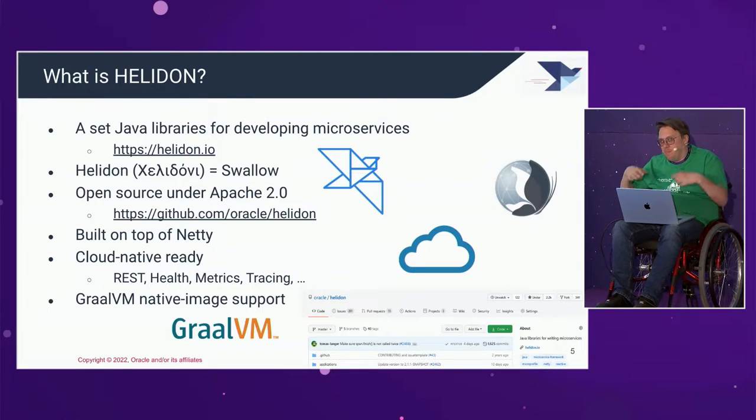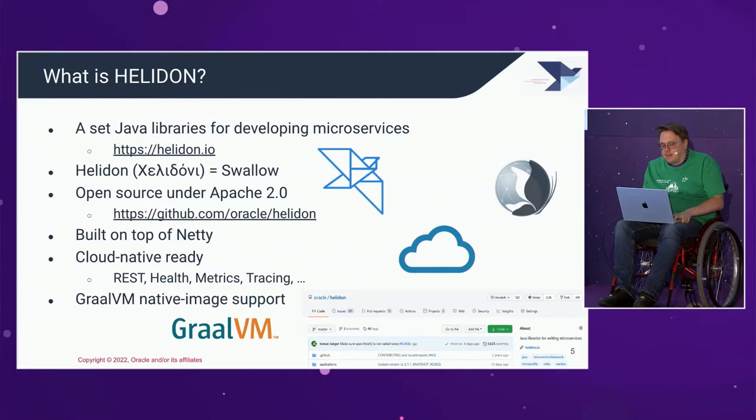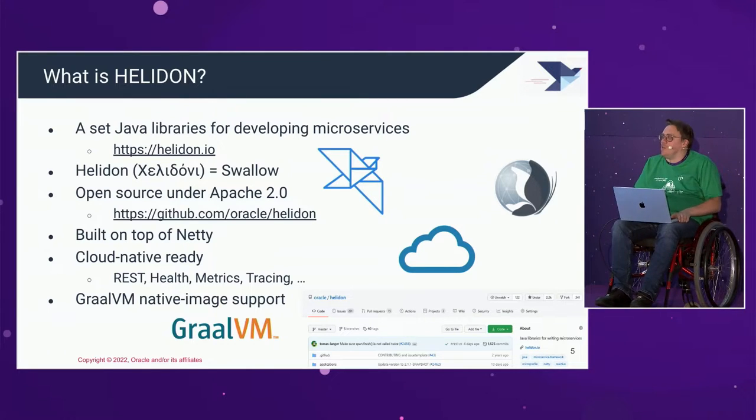And of course, the best part is that it's completely open source, which is not typical for Oracle. This is the first or the second framework which is open sourced, and everything is on GitHub. You don't need to sign any OCAs or whatever if you want to contribute. We just accept PRs. You can go there and contribute. Currently, it is built on top of Netty, which makes it really fast. Once again, it's cloud-native ready. And cloud-native means that you have everything, not just to run your REST service somewhere in the clouds. You got everything: observability, tracing, metrics, and all of that stuff. It is available to you out of the box.